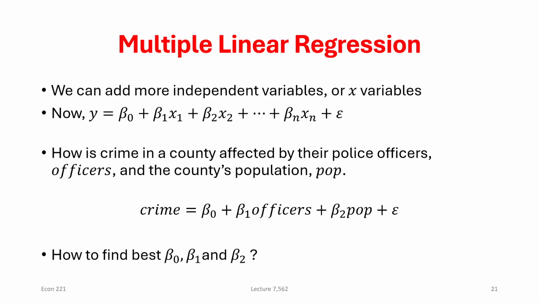So let's think about if I had crime rates, and let's just say I found these hypothetical values for beta 1, right? How would I predict the number of crimes for a county that has 50 police officers? All I would do is what?